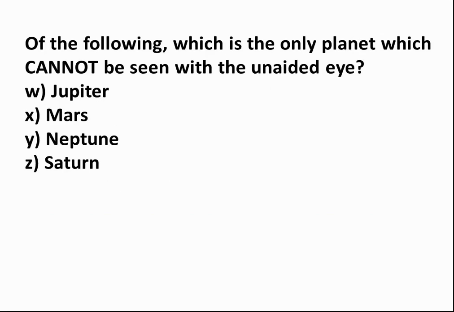Of the following, which is the only planet which cannot be seen with the unaided eye? W. Jupiter. X. Mars. Y. Neptune. Z. Saturn. Answer: Y. Neptune.